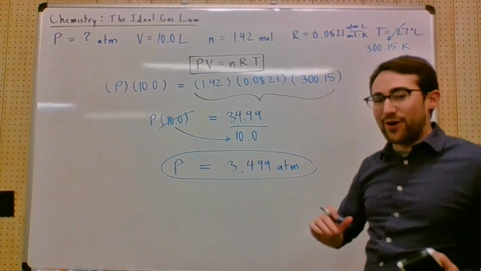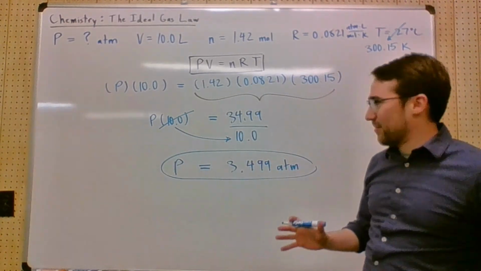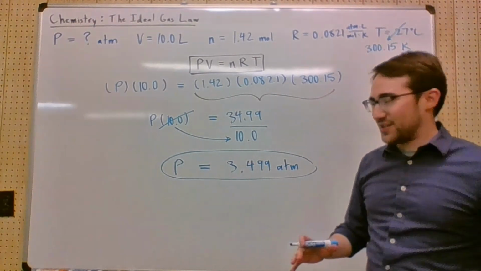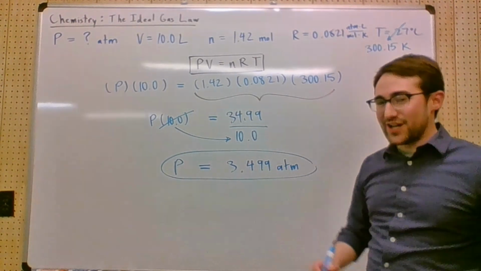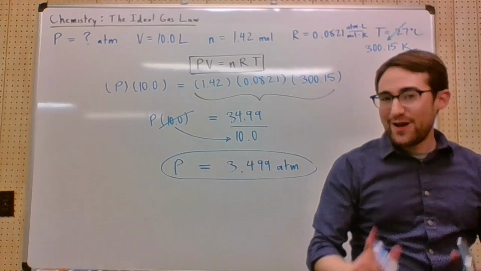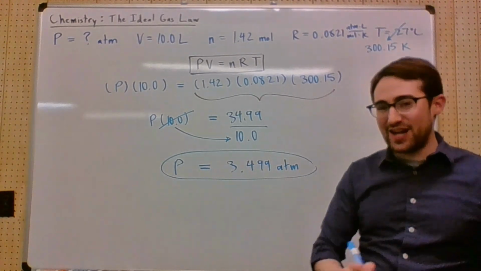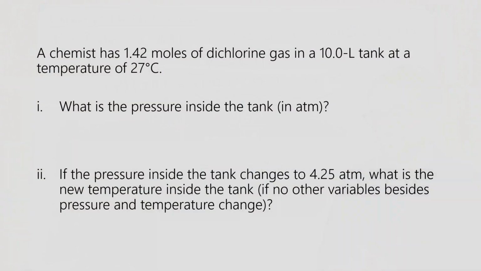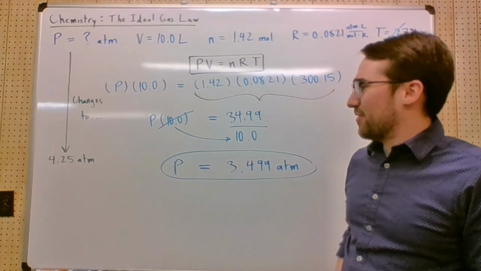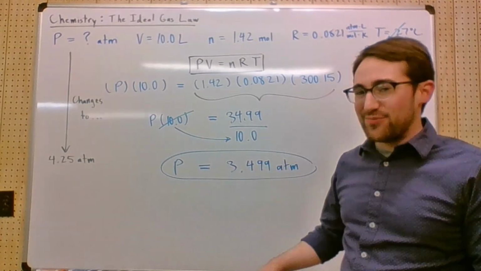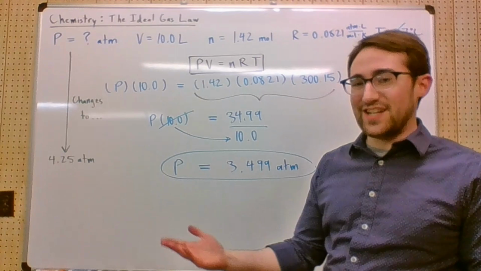Okay, so that's one part of this problem. However, you might remember, there's another part to this. We want to see not only what the pressure is in this moment, but we're going to go mess with something now. We're going to change up what the gas is like. Okay, something has happened inside our tank that has caused the pressure to change. All right, the new pressure that we reach is 4.25 atmospheres. All right, so this pressure that we just found was the original pressure before any change happened.